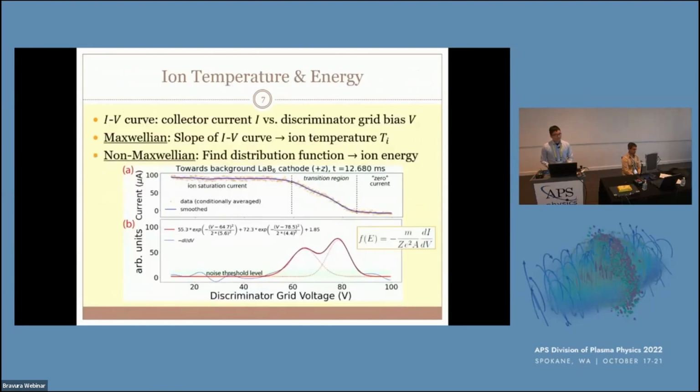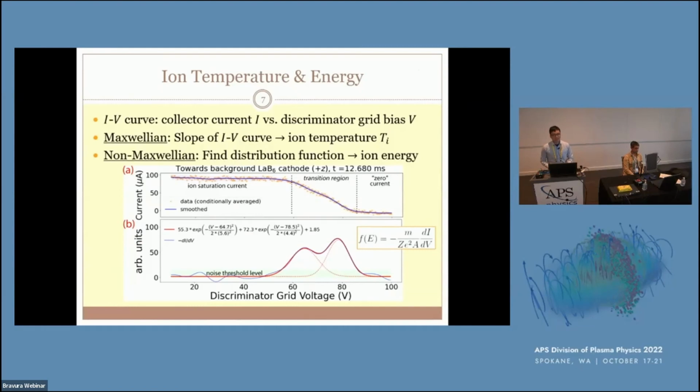Okay, so what are we interested in measuring? First, we collected the collector current, and then we plot that as a function of the discriminator grid bias. Figure A right here is the result of that. As you can see, this is a typical plot of the IV curve, which we're interested in. We have an ion saturation current when the discriminator grid voltage is below the plasma potential. And as you increase the discriminator grid voltage, the current starts to drop because fewer and fewer energetic ions get through, and then eventually it drops to 0.